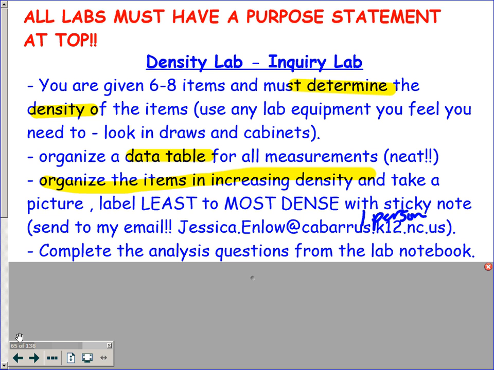Alright, and you're good to go. You need to do data tables so you can figure out what you're measuring, and then do a little divide and conquer.